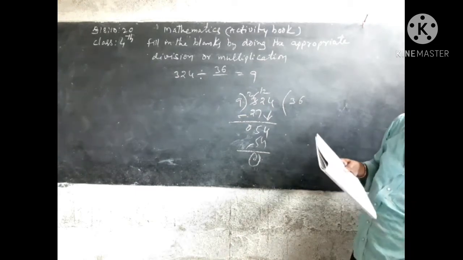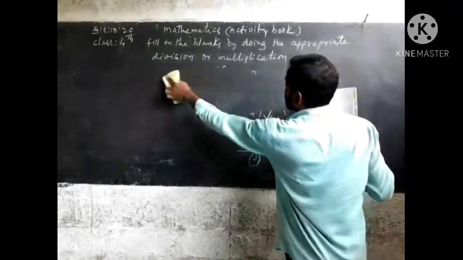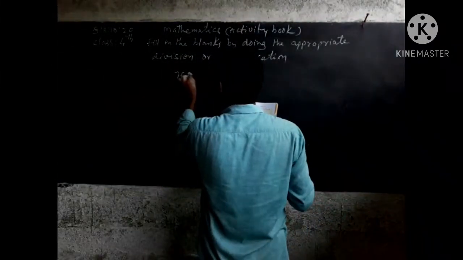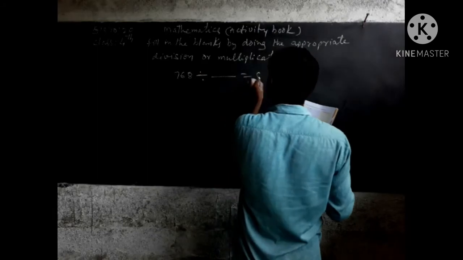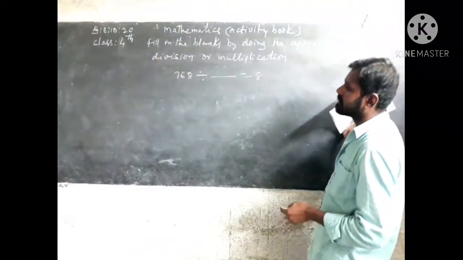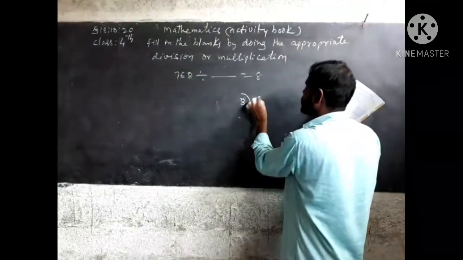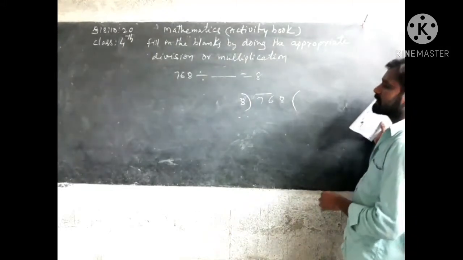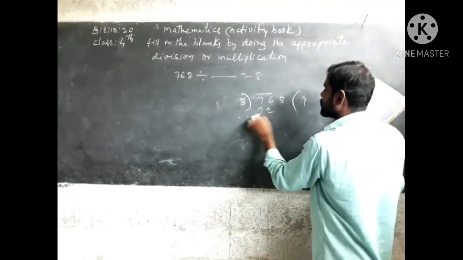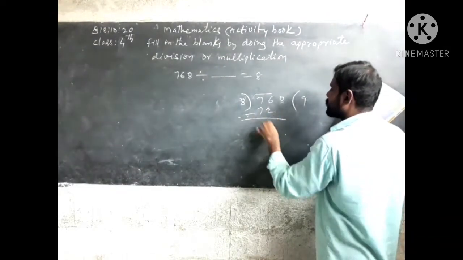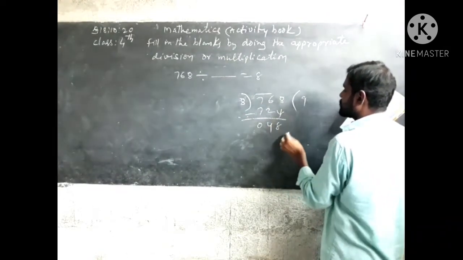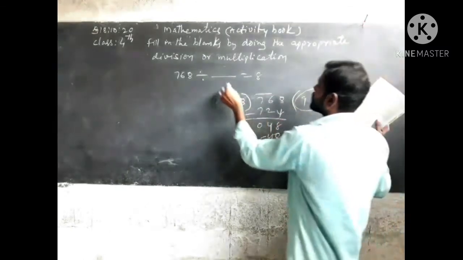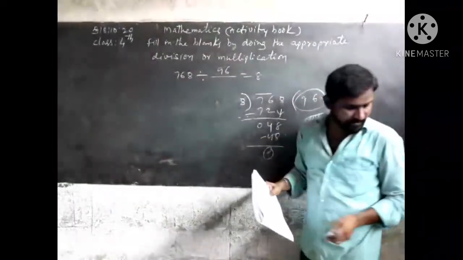Now next, 768 divided by dash is equal to 8. Now you have to take a divisor. 8 is taken as divisor. 768. So here you have to take two digits from left to right. 8 9s are 72. 6 minus 2, 4. 7 minus 7, 0. Bring down 8. 8 6s are 48. 48 minus 48, 0. The answer is 96, the given dash.